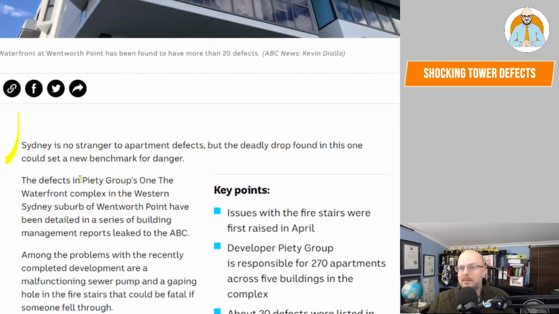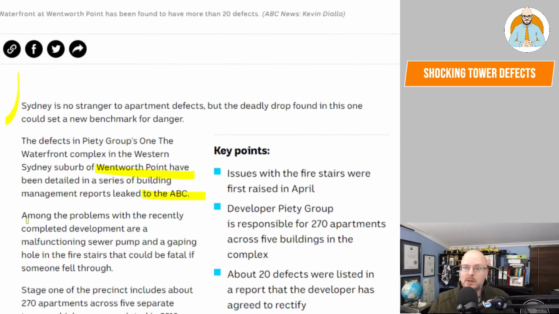The defects in Piety Group's The Waterfront Complex in the Western Sydney suburb of Wentworth Point have been detailed in a series of building management reports leaked to the ABC. Among the problems with the recently completed development are a malfunctioning sewer pipe and a gaping hole in the fire stairs that could be fatal if someone fell through it.